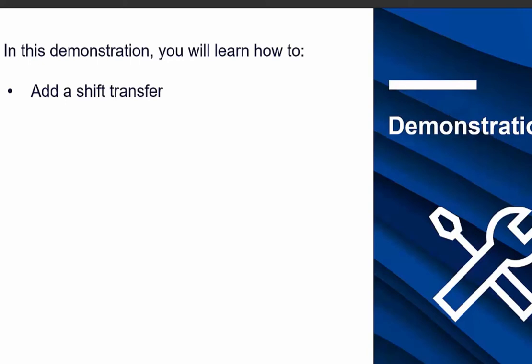If an employee worked part of a shift at a position and part of a shift at another position, if an employee worked part of a shift at one location and part of a shift at another location, or if an employee took time out of a shift to attend training. Now, let's go to day 4 to see how we do add a shift transfer.